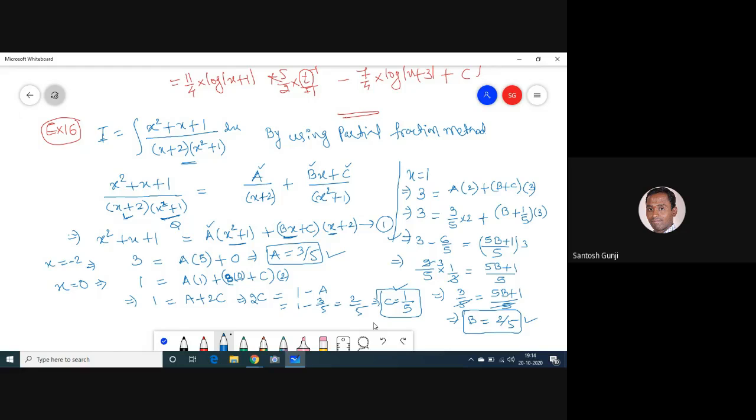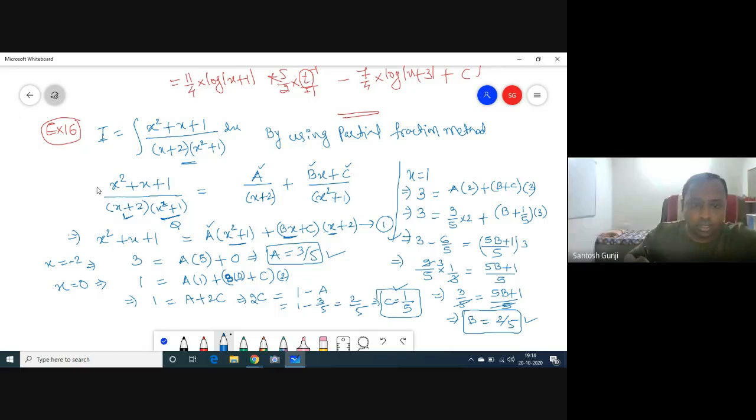Okay. Now by using this ABC, I am going to substitute these a, b and c values in the fraction. I'm just scrolling up to substitute these values. Remember 3 by 5, 2 by 5 and 1 by 5.